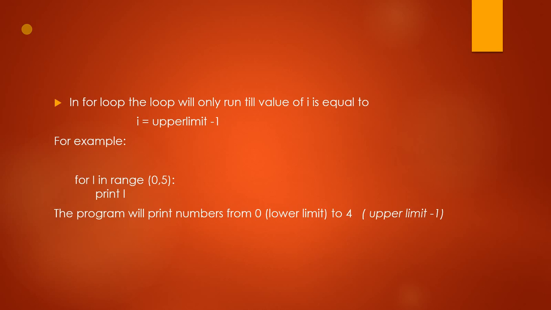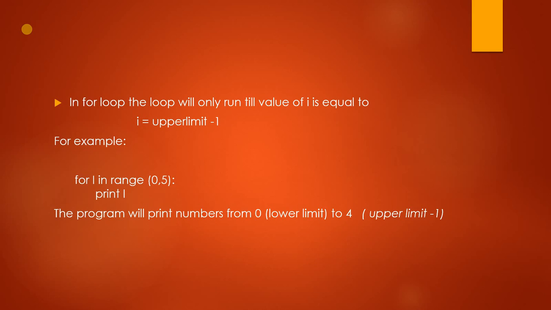So the value of i is going to range from 0 to upper limit minus 1. In this case upper limit is 5. So the value of i will range from 0 to 4 and it will print each value of i. First it will print 0, then 1, then 2, then 3, then 4, and then it will stop. You could do the same thing by using 5 different print statements like print 0, print 1, print 2, print 3. But instead of that, by writing these 2 lines of code, you can do the same thing.